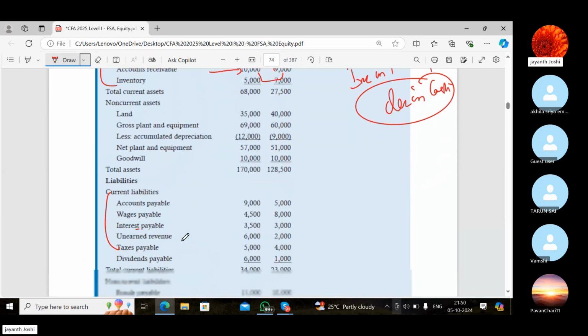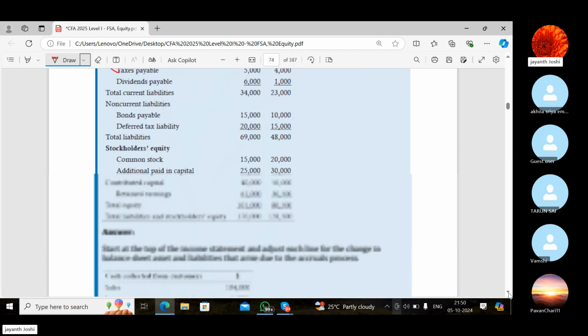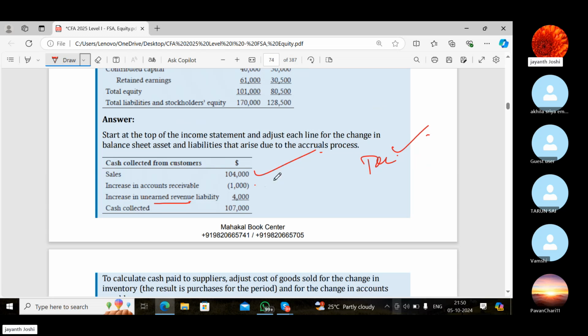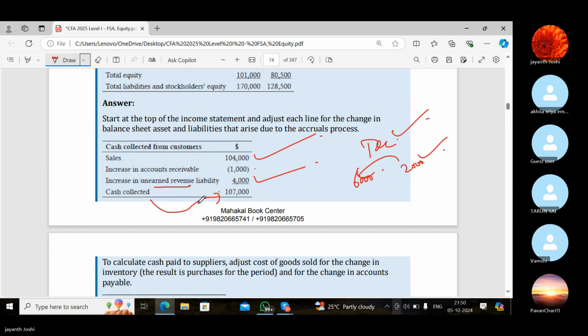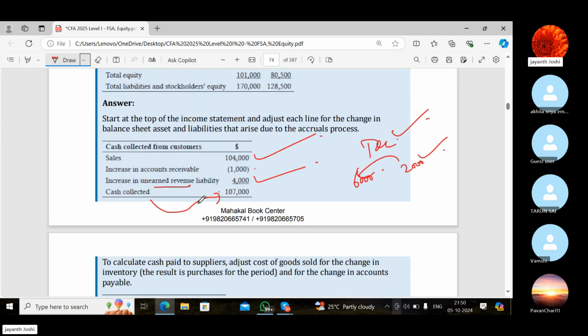So we will see the unearned revenue. Unearned revenue is a liability, so increase in unearned revenue is increase in cash. Because 2,000 was what they gave you in advance, and this time they gave you an advance of 6,000. So 4,000 extra they gave this year. So it's an increase in cash, so we add, and we get the cash collected from customers. Now one item is calculated.